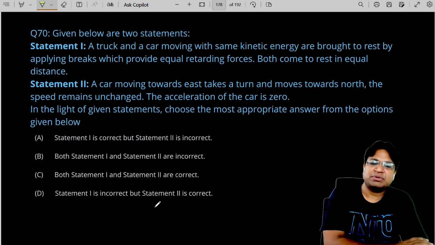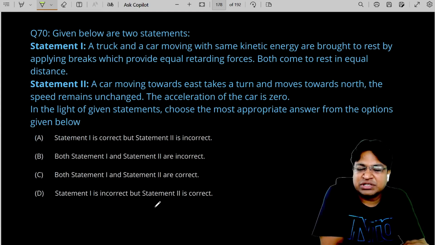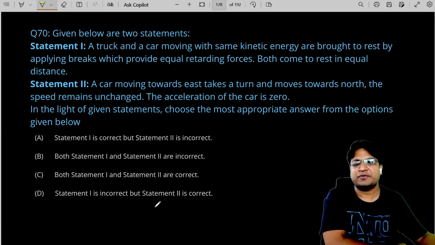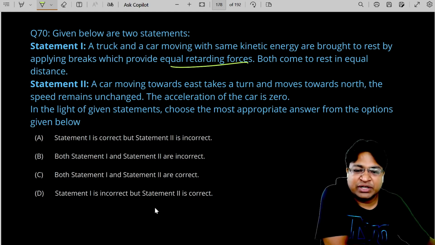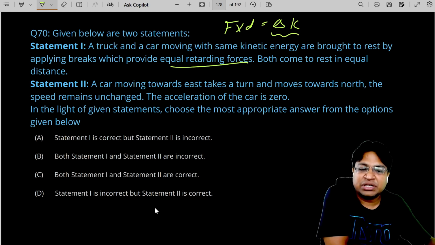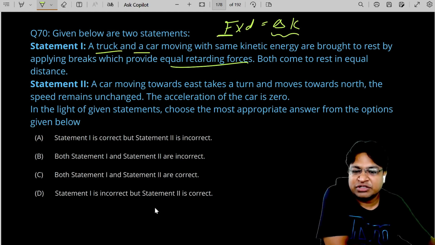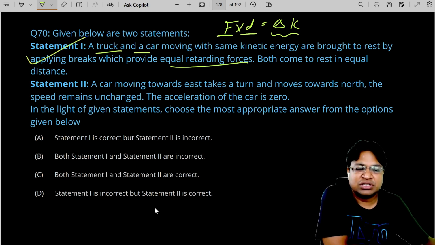Now question number 70. It says that a truck and a car moving with the same kinetic energy are brought to rest by applying brakes which provide equal force. So if their kinetic energy was equal and the force is equal, we can use the work energy theorem. It says that force multiplied by displacement equals change in kinetic energy. This change in kinetic energy will be the same for both. We are saying that the force is also equal, which means that they will stop in the same distance. So this statement is correct.